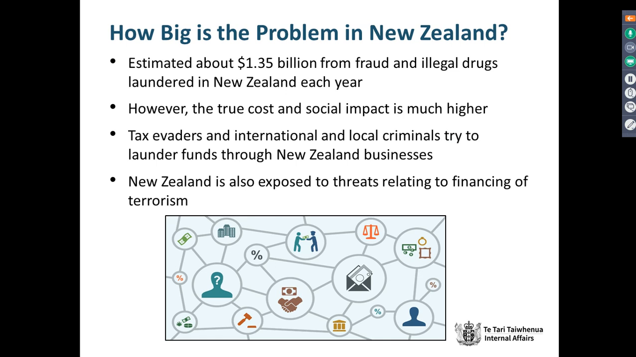How big is it in New Zealand? Well, it's a big problem. We've talked about this being a $1.35 billion problem, predominantly from fraud and illegal drugs, being the profits of those being laundered in New Zealand every year. Really though, when we look at the social cost and impact, we know that that must be much higher than that dollar value.